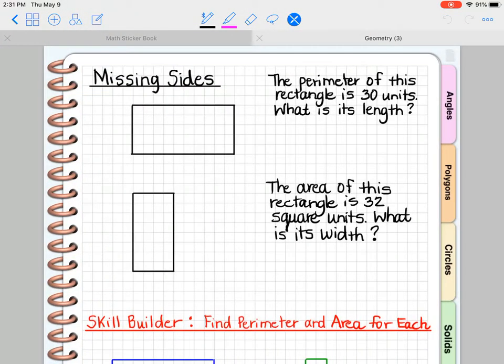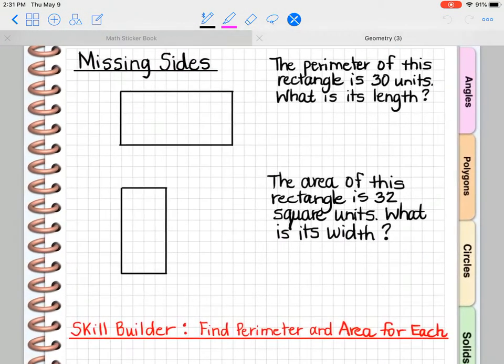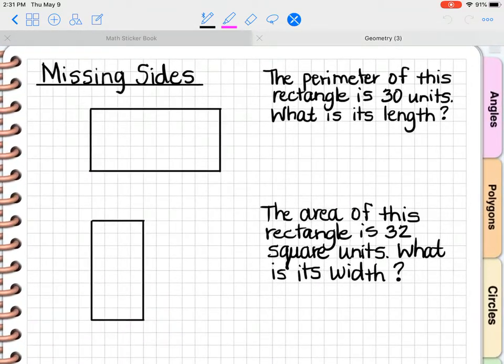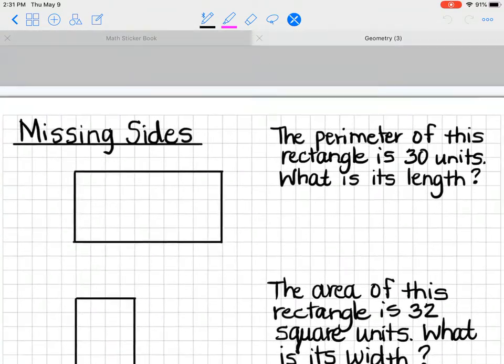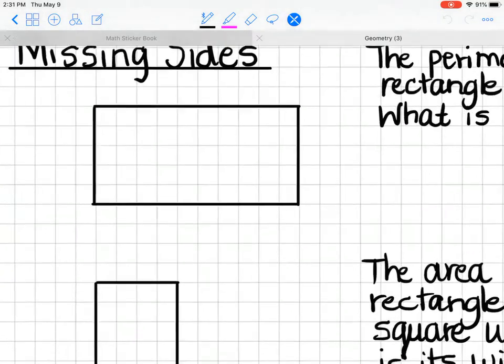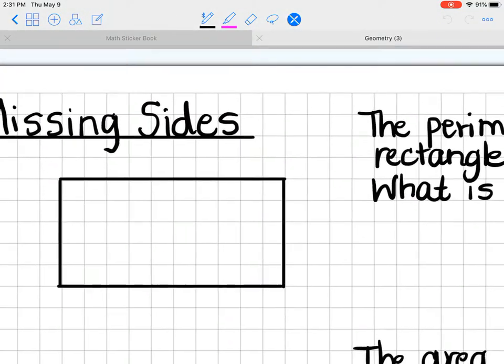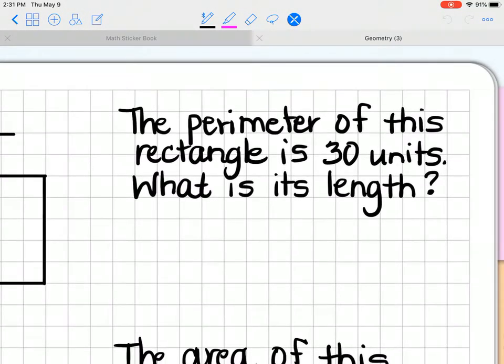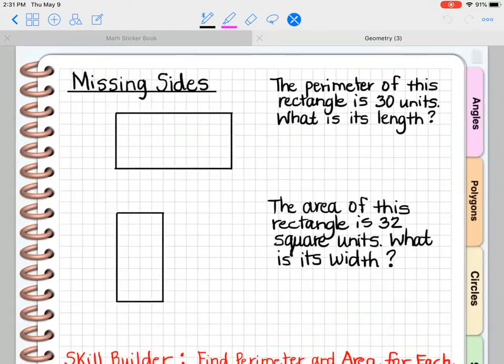Okay, let me look ahead. What if you have a missing side? So let's take a look at this top problem. I'm trying to zero in just on that, but let's see what we can do. It says the perimeter of this rectangle is 30 units. So they found the perimeter for me, and they want me to find the length.